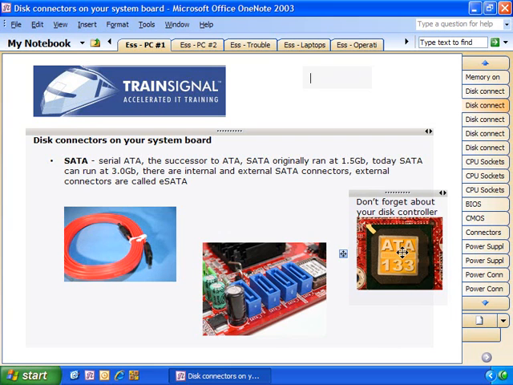So over here I have a chip on my integrated motherboard that shows my disk controller. It says ATA133. This isn't a SATA controller. This is just an ATA controller, but it's an example of what the chip looks like on the motherboard.